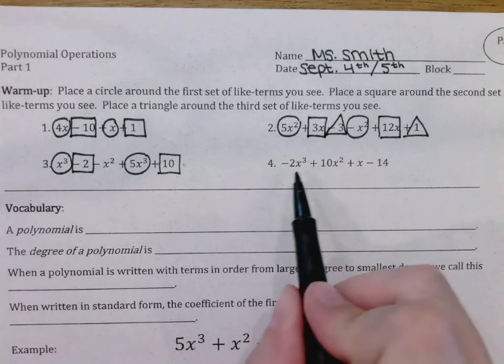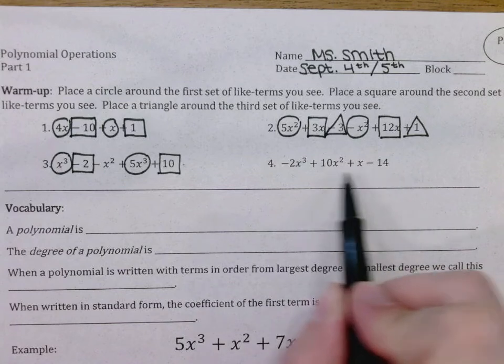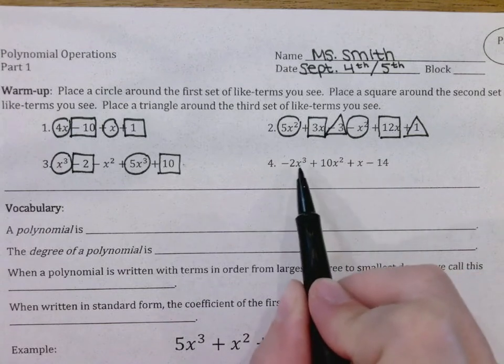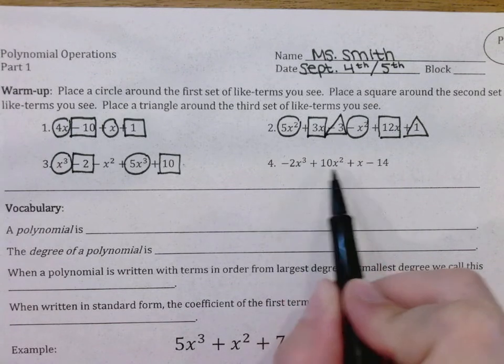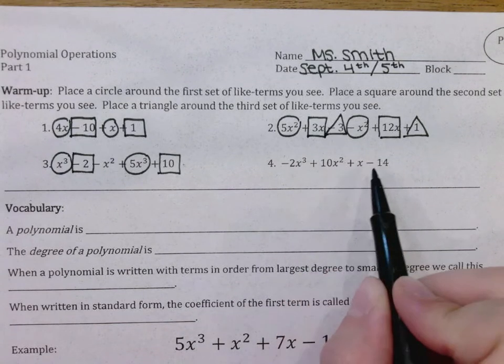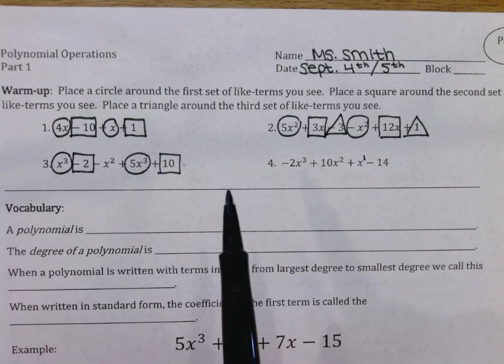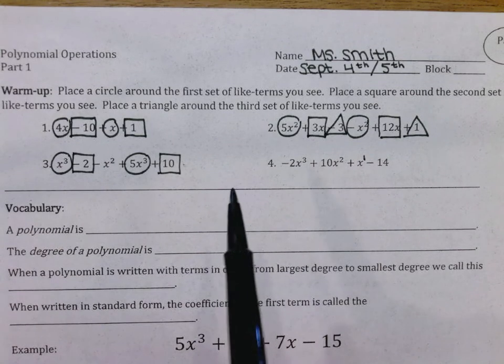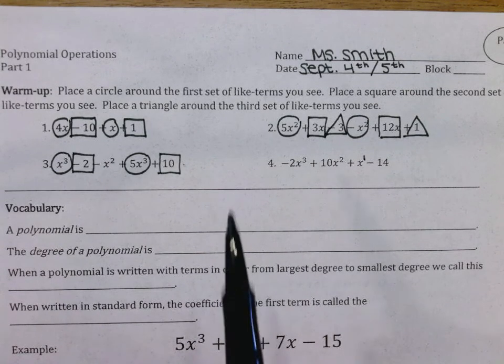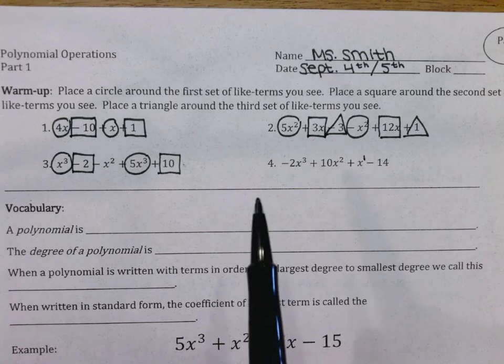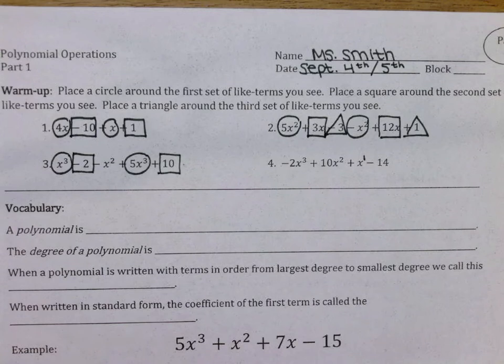Okay, and then for 4, we could try to find some like terms, but you'll notice this is x to the third power. This is x to the second power. This is technically x to the first power. And then we have a constant at the end. So there are no like terms, so I'm just going to leave everything blank there. And the point of finding these like terms is that eventually we're going to be able to simplify expressions by combining like terms. So we'll be able to add or subtract those like terms.